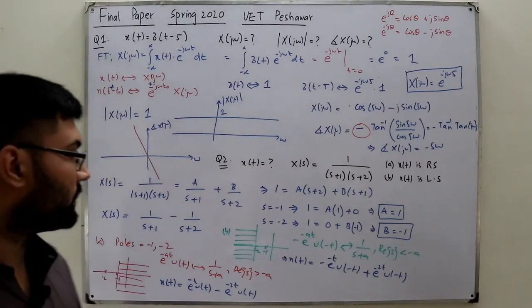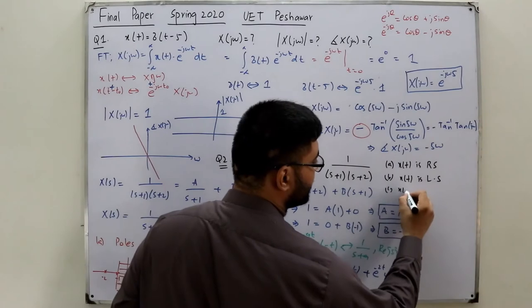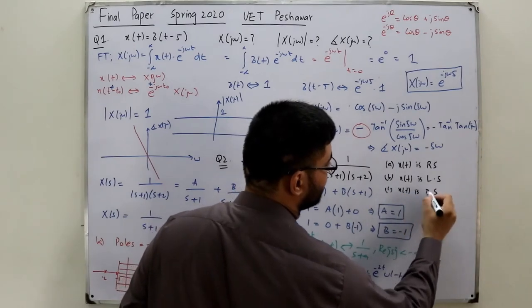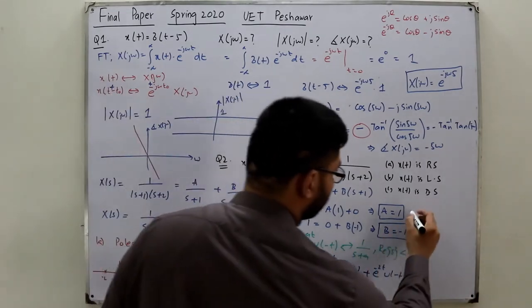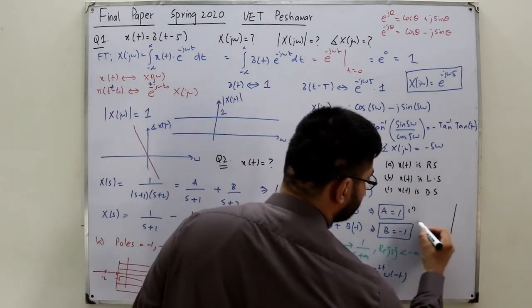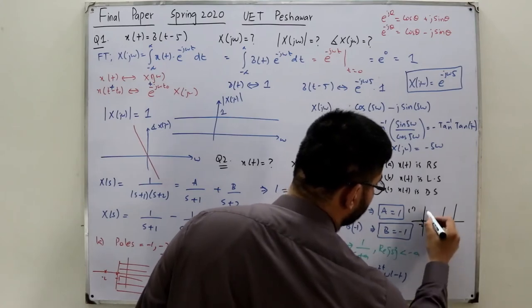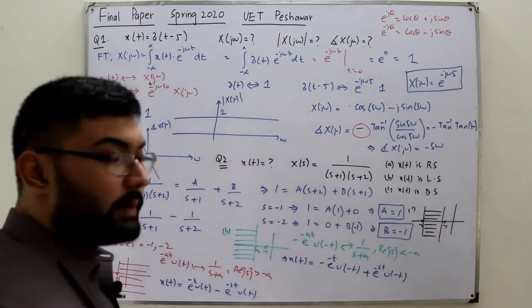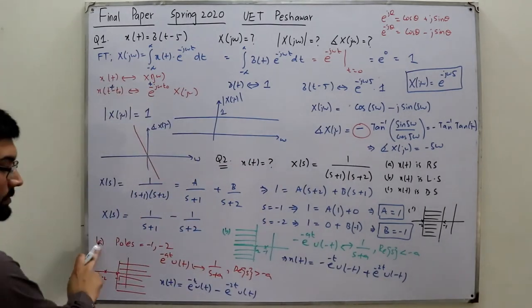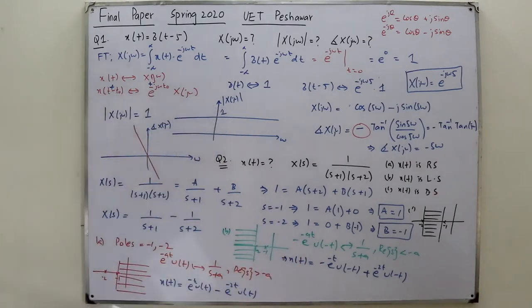We could have had a third case over here as well. Let's say I include that x of t is double sided. In that case, let's say I have over here C. The ROC would lie between minus 1 and minus 2, which means to the right of minus 2, use this formula. To the left of minus 1, use this formula.